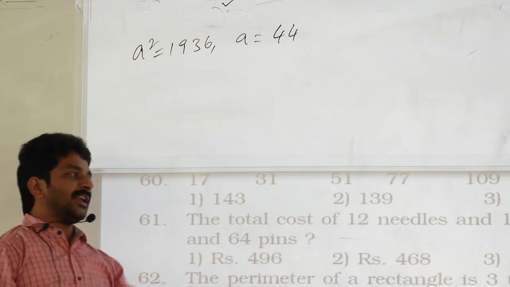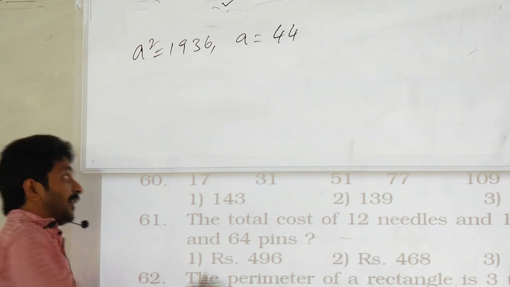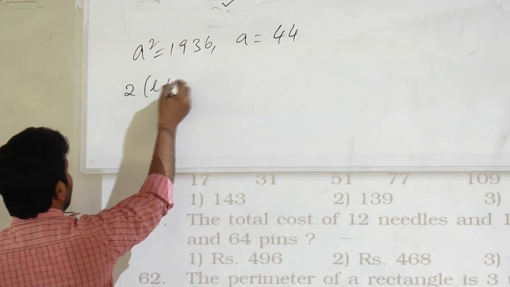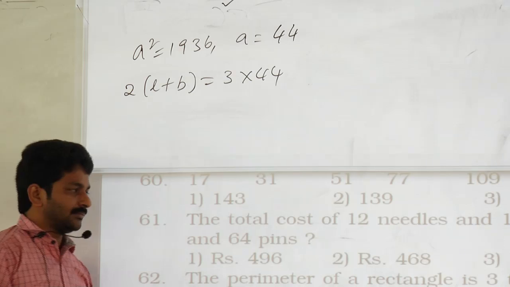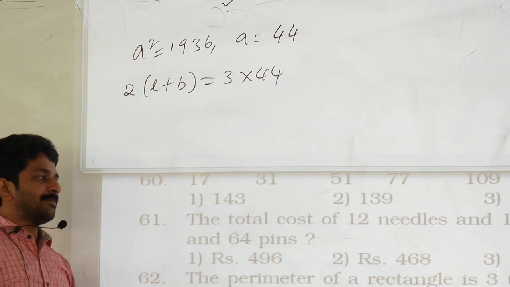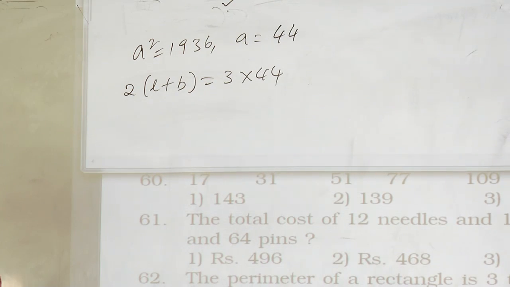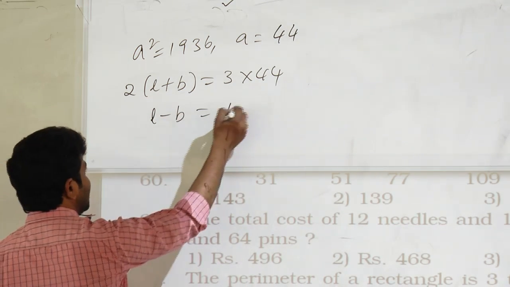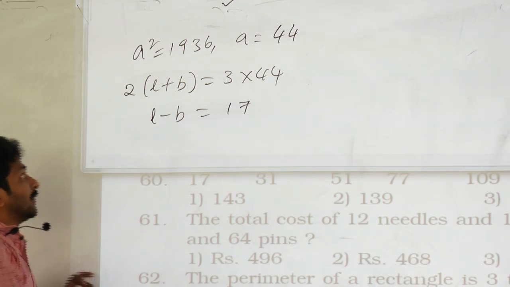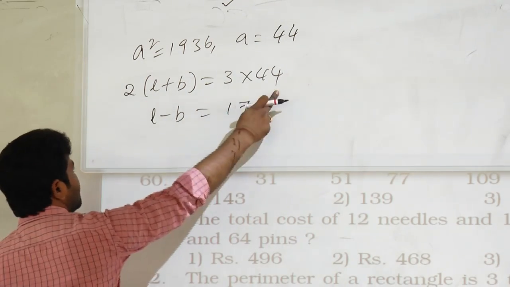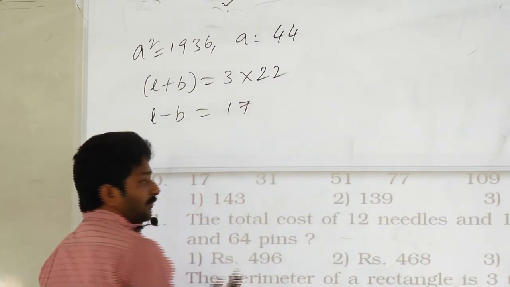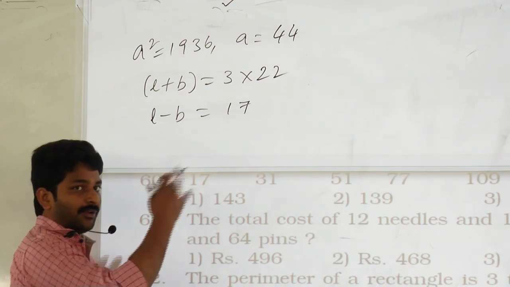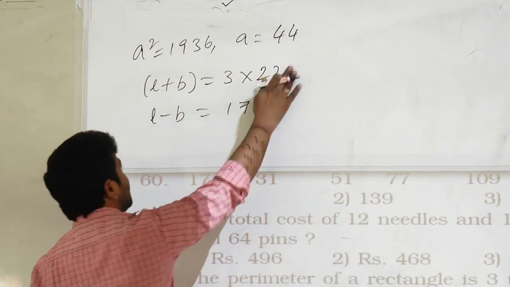The perimeter of the rectangle is 3 times the side of the square. Perimeter of rectangle 2 into L plus B is equal to 3 times the side of the square. What is the breadth of the rectangle, if the difference between length and breadth is 17? Difference is 17. If 2 into L plus B is equal to this much, L plus B is equal to 3 into 22. 44 cancellation with 2. So this becomes 66.